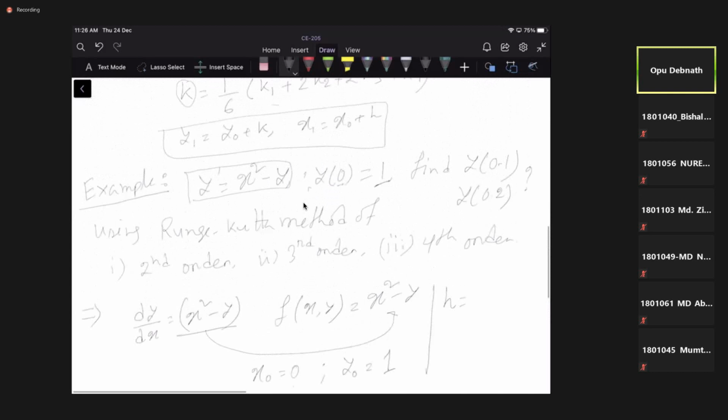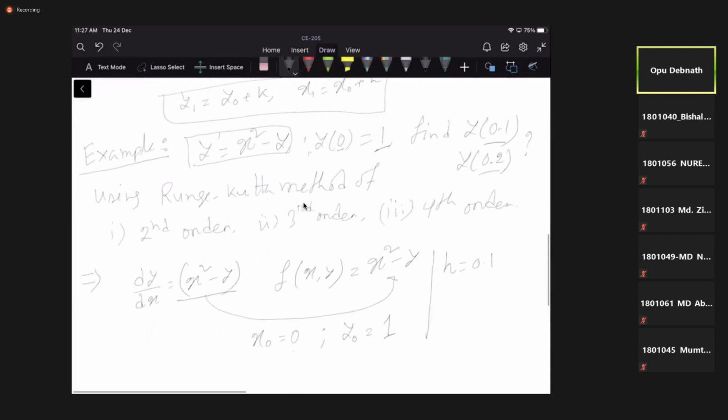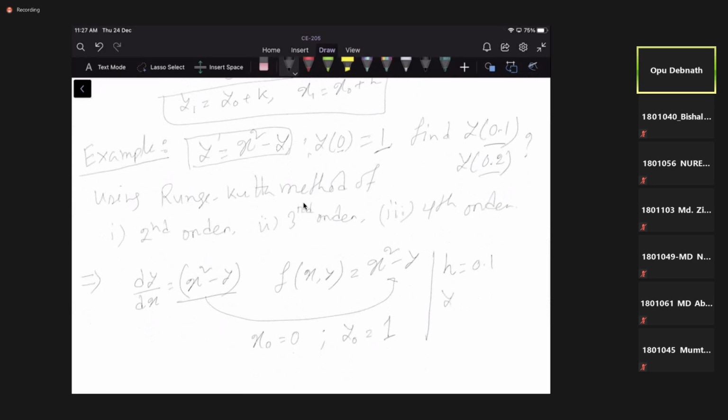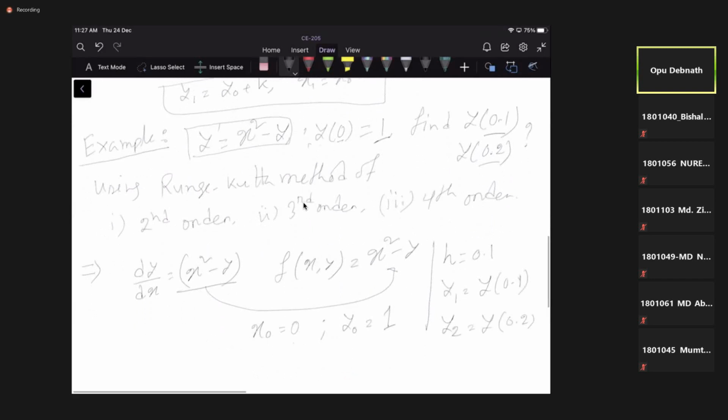So look at these questions. Here you are asked to find the values of y0.1 and y0.2. If I take h is equal to 0.1, after the first trial my y1 will be nothing but y of 0.1, and after the second trial y2 will be y of 0.2. So I need to go for two successive approximations. Or anyone can think, I will go for further accuracy, so I can choose h equal to 0.05.